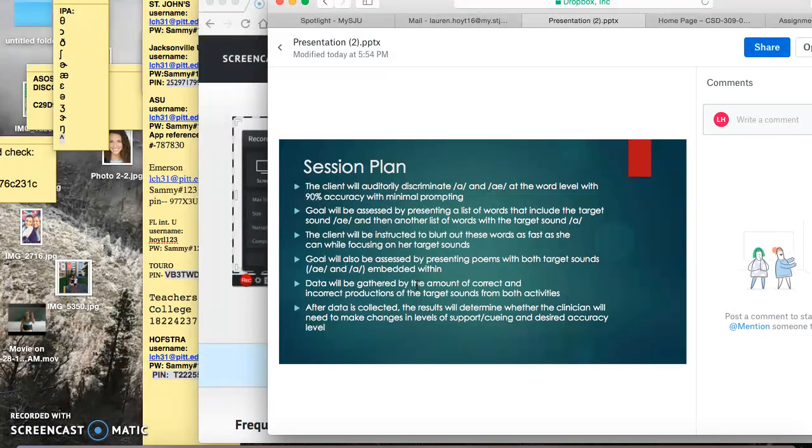The client was then instructed to blurt out the words as fast as she could while focusing on her target sounds. The goal was also assessed by presenting poems with both target sounds embedded within. Then data was collected by the amount of correct and incorrect productions of the target sounds from both activities. After the data was collected, the results determined whether I needed to make changes in the levels of support or cueing and the desired accuracy level.